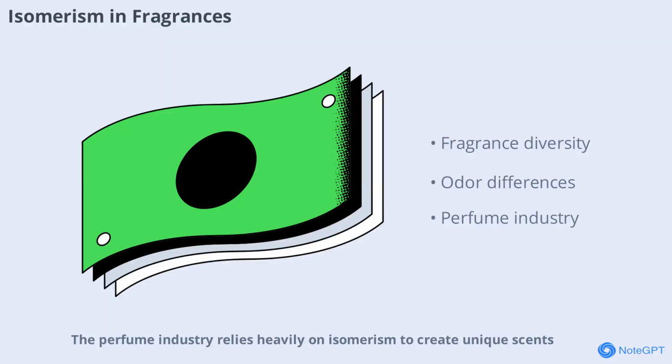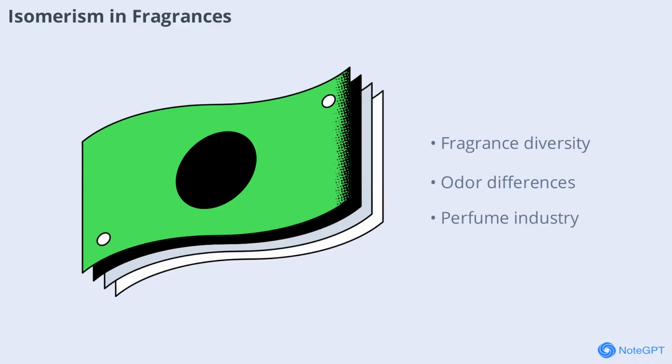The perfume industry relies heavily on isomerism to create unique scents. Isomers of the same compound can have completely different odors, allowing perfumers to craft a wide range of fragrances. For example, the isomers of ionone smell like violets or raspberries depending on their structure. Understanding isomerism enables the creation of signature scents that appeal to our senses and emotions.